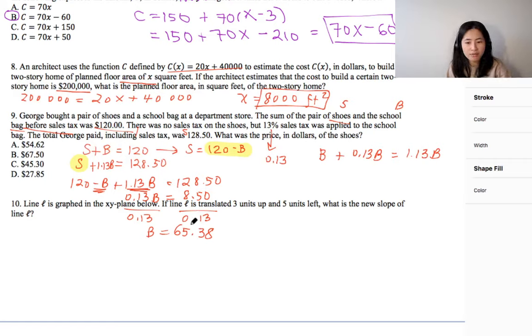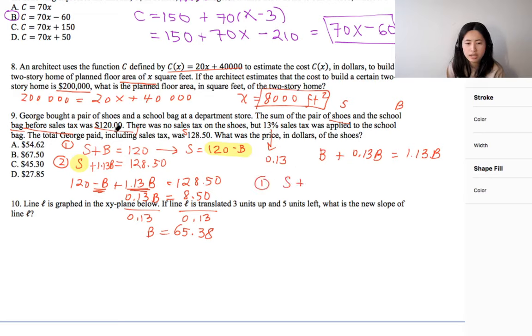Okay, great. So we have the price of the bag, and this is actually before sales tax, because B is equal to 65.38. Now, because you need to find the price in dollars of the shoes, all you have to do is plug in 65.38. You can either plug that into your first equation, or you can plug it into the second, because essentially you're still going to get the price of the shoes. So I'm using equation 1 because this is the easiest equation that I can see. You don't really have to multiply anything with 1.13. So I'm using equation 1, and then I'm isolating S.